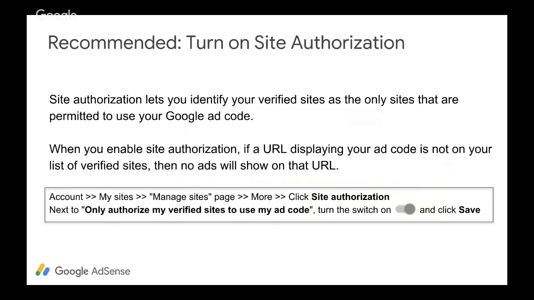The second step we would recommend in your AdSense account is to turn on site authorization. It can happen that your code is copied on a website that you don't own or don't manage. Site authorization, what does it do? It ensures your ad code only works on the site that you marked as verified, which means it's protected from any kind of malicious or accidental use by others.